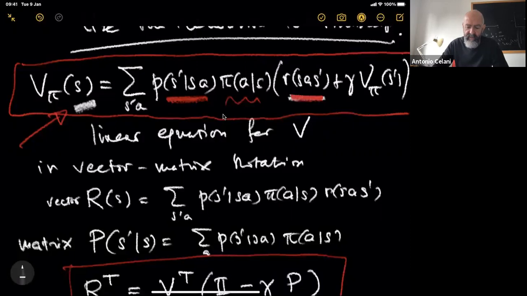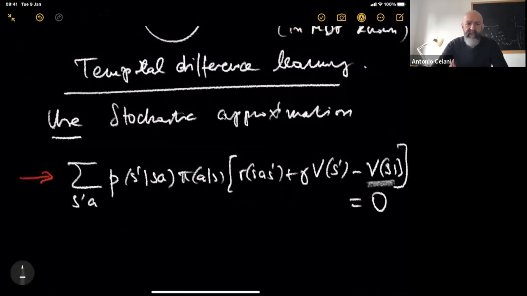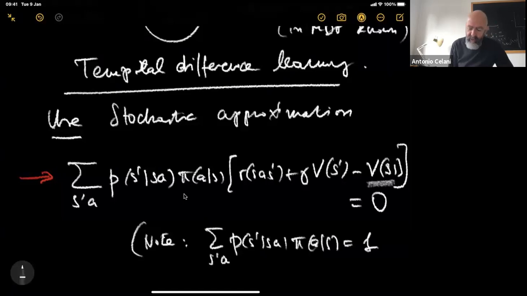Compare this with this. Now the value function has come inside the summation. Why is that possible? Just because if I forget about everything in the square bracket and consider only these two objects, if I sum them over S prime and A, this gives 1. Note the sum over S prime, A of P of S prime given S, A times pi of A given S is equal to 1. Why? Because these are probabilities. The sum over actions of pi gives 1, and the sum over S prime gives 1. So all of this is 1. That's why I can pull the value inside the square bracket.